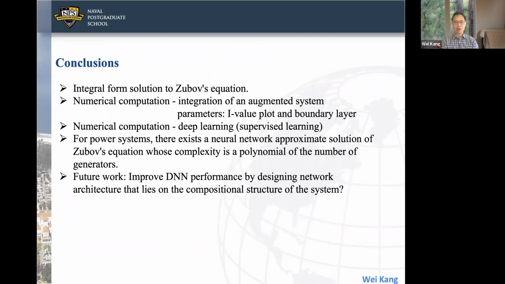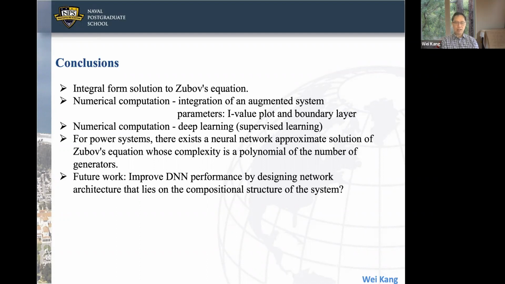So basically, to summarize, I propose two solutions of Zubov's equation. One is the integral form solution, based on data-driven determination of the parameters in it, and I also proposed a numerical method using supervised learning. The power system is one example, which is not low dimension. 20 dimensions is pretty high, you can say that. We proved the existence of a polynomial complexity upper bound, and we also trained a neural network, showing that you can approximate the Lyapunov function with acceptable accuracy, I think, and the neural network is not too complicated. So that's the summary.